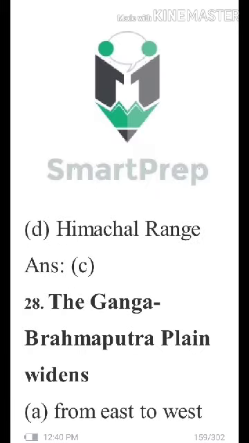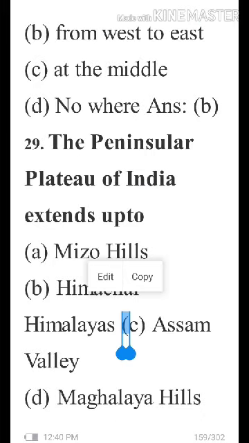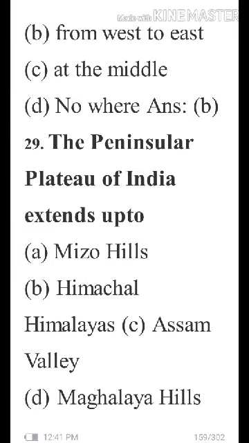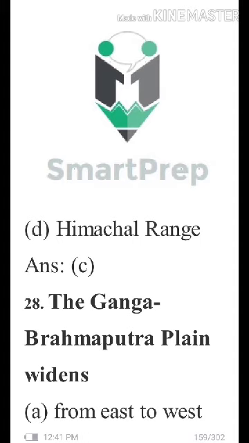The Ganga Brahmaputra plain widens from west to east. Next, the peninsular plateau of India extends up to Meghalaya hills. Okay. Ganga Brahmaputra plain widens from west to east. West to east means, from the Pakistan side the Ganga comes, so in the Ganga Brahmaputra plain, that direction is west to east.